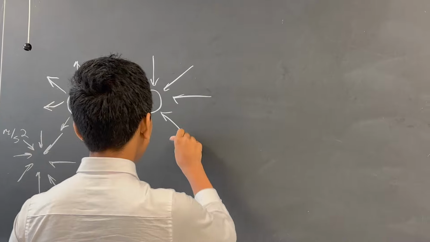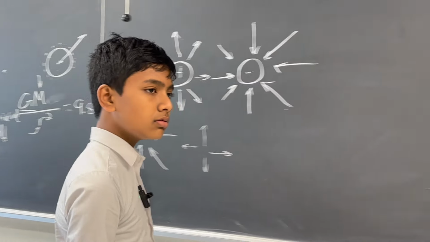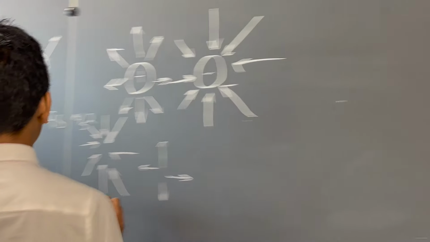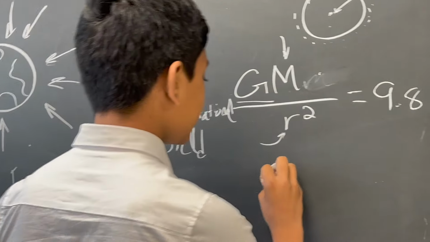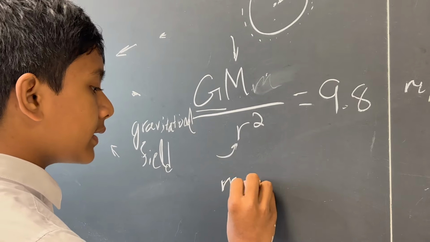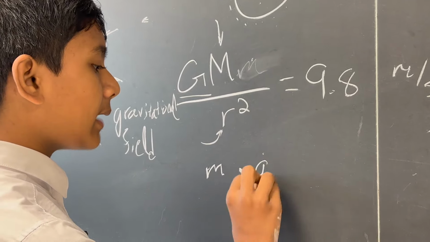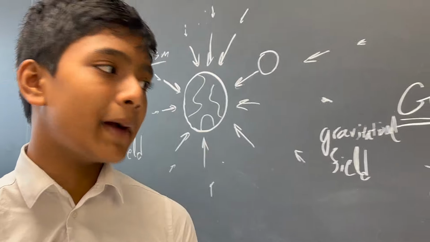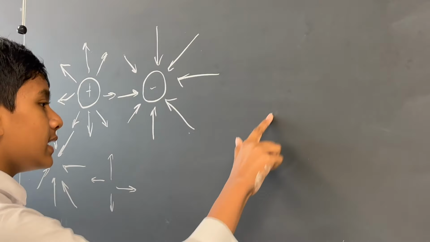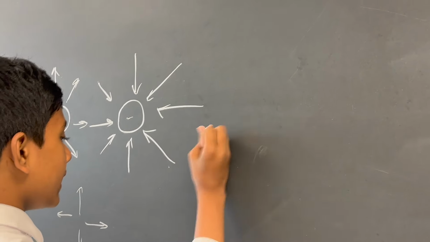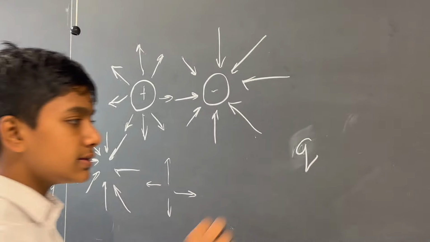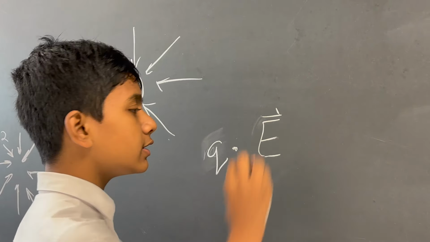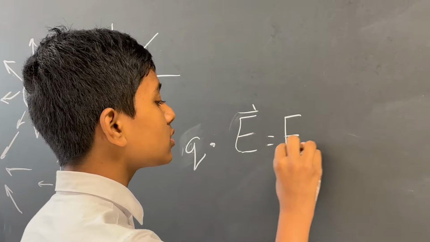And you might ask, what is this field anyway? Well, in the case of gravitation, if we take the mass of an object and multiply it by the gravitational field at that point, this is going to give us the force that is exerted on the mass. So, in the same way, if we take the charge of one of these things and multiply it by the electric field at that point, that gives us the force exerted on it at that point. So, that's why electric fields are so important.